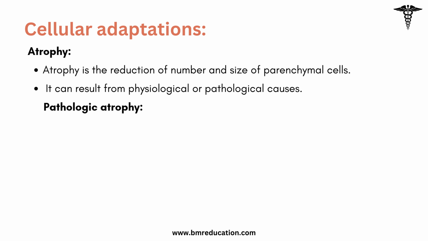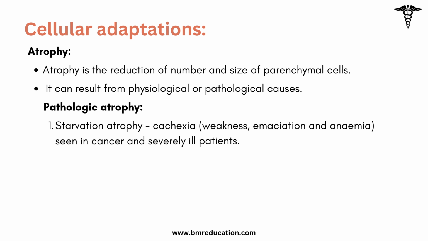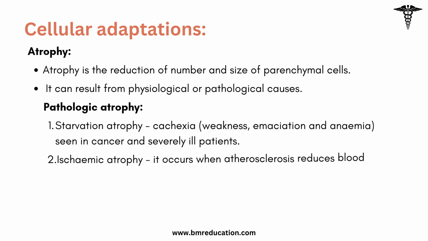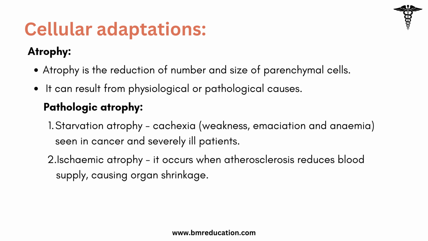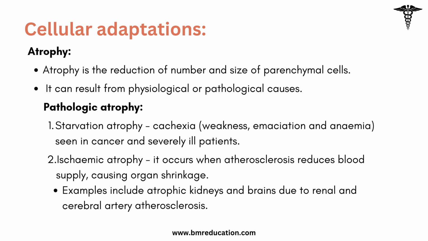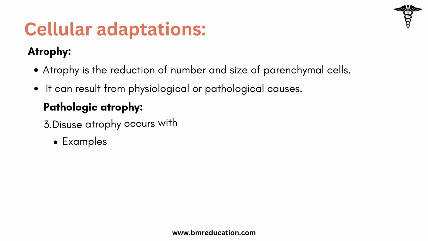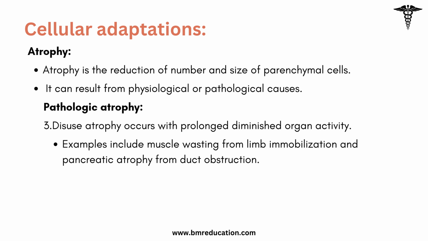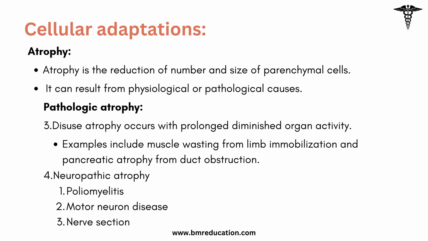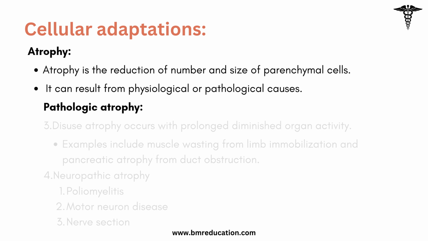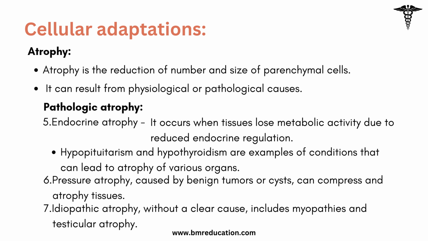Pathological atrophy includes starvation atrophy seen in cancer patients. Ischemic atrophy occurs when atherosclerosis reduces blood supply, causing organ shrinkage. Diffuse atrophy occurs with prolonged diminished organ activity. Others include neuropathic atrophy, endocrine atrophy, pressure atrophy, and idiopathic atrophy.